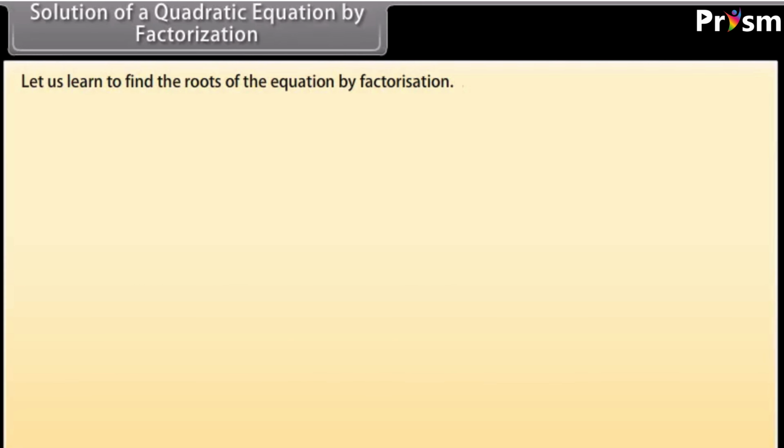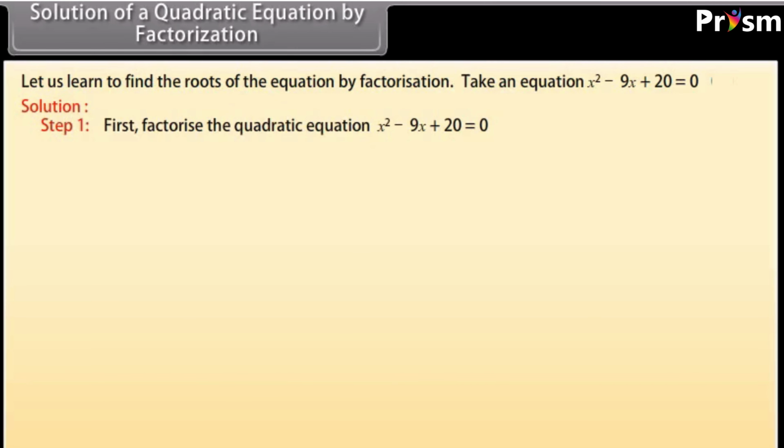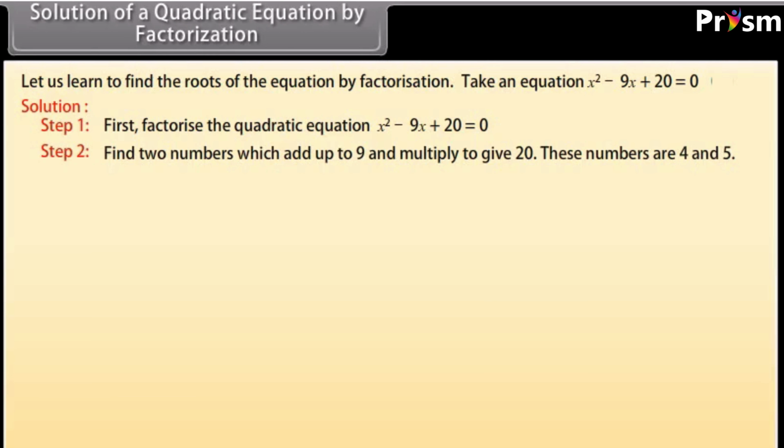Solution of a quadratic equation by factorization. Let us learn to find the roots of the equation by factorization. Take the equation x square minus 9x plus 20 equals 0. Solution. First, factorize the quadratic equation x square minus 9x plus 20 equals 0. Find two numbers which add up to 9 and multiply to give 20. These numbers are 4 and 5. So, x minus 4 into x minus 5 is equal to 0.